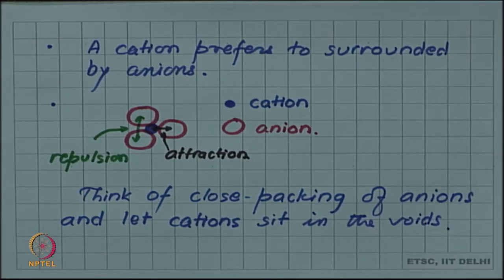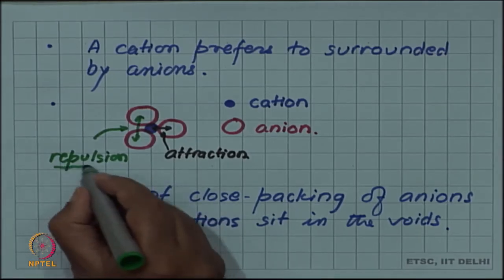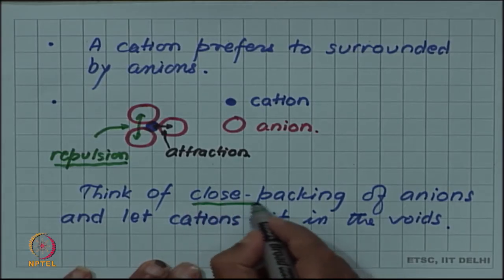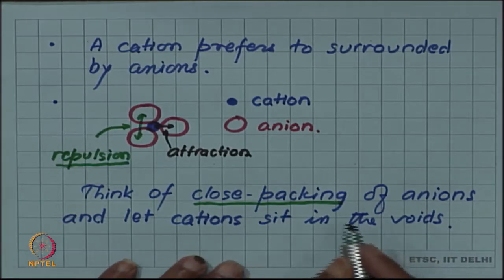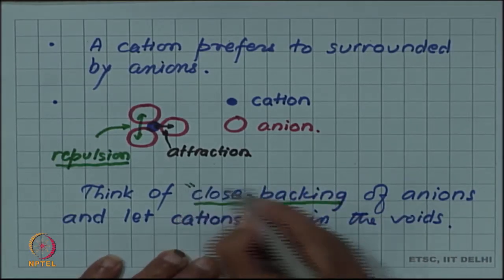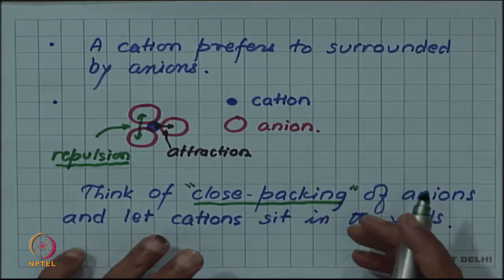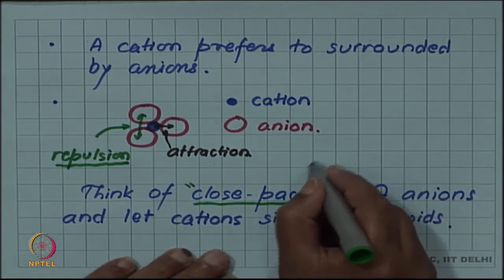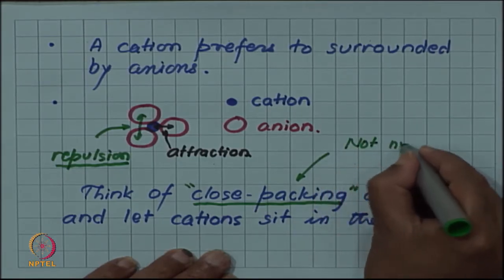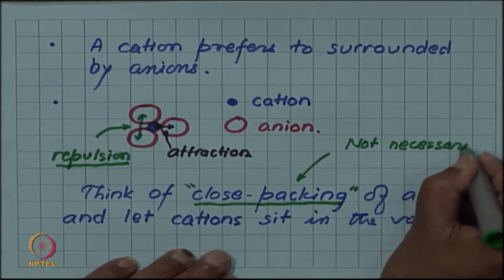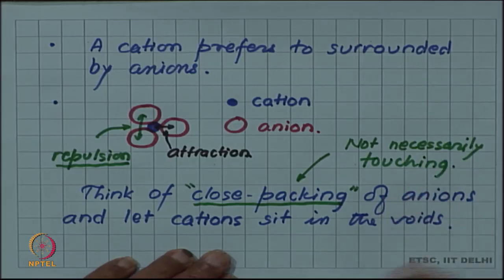Now, it will not be exactly close packing, because remember we are saying that there is repulsion, and we are also saying close packing, which means they will be as close as possible. Because of this repulsion, it will not be exactly close packing, but something like close packing. Anions can come close, but they need not be necessarily touching. So, let us mark that: close packing, but not like metal, not necessarily touching.